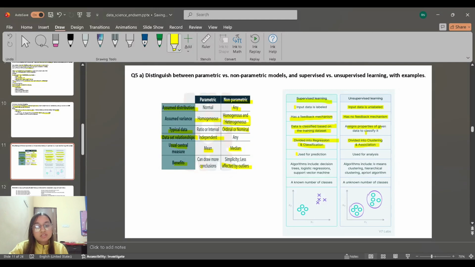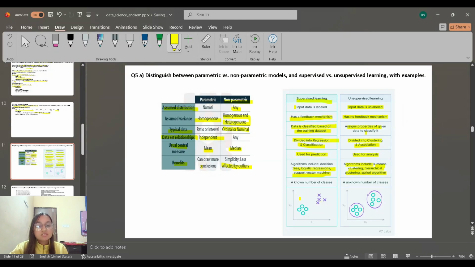Supervised learning is used for predictions and unsupervised learning is used for analysis. Algorithms include decision tree, logistic regression, and support vector machine for supervised learning. Algorithms include K-means clustering, hierarchical clustering, and Apriori algorithm for unsupervised learning.